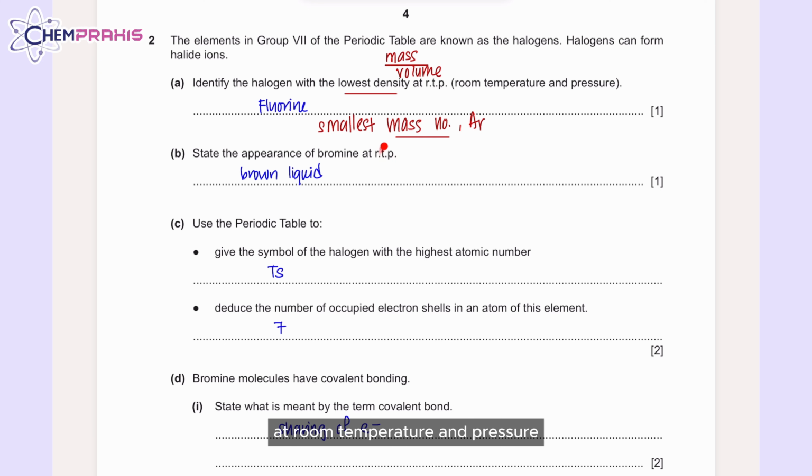If you want to write orange brown liquid, it's fine. And for question C, use the periodic table to give the symbol of the halogen with the highest atomic number. If you go to the periodic table, we will choose the lowest one. It's the bottom of group 7, which is Ts. And then deduce the number of occupied electron shells in an atom of this element.